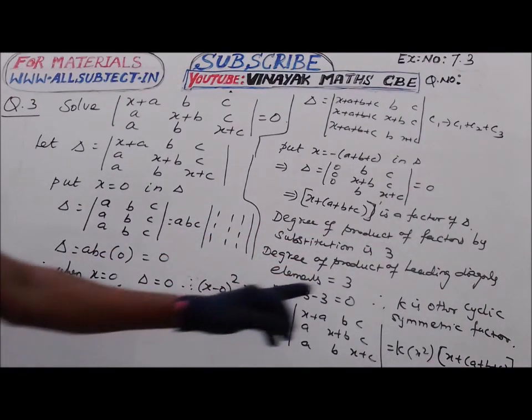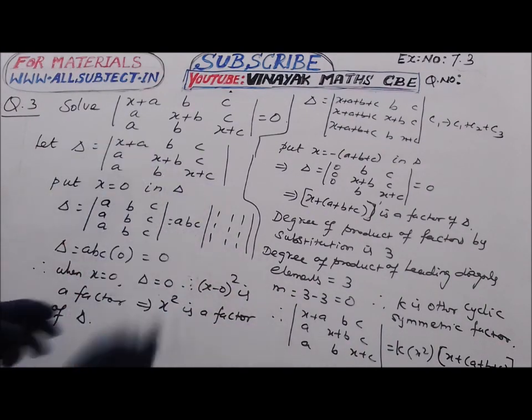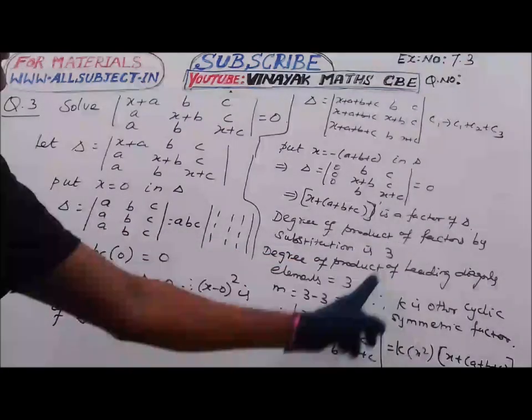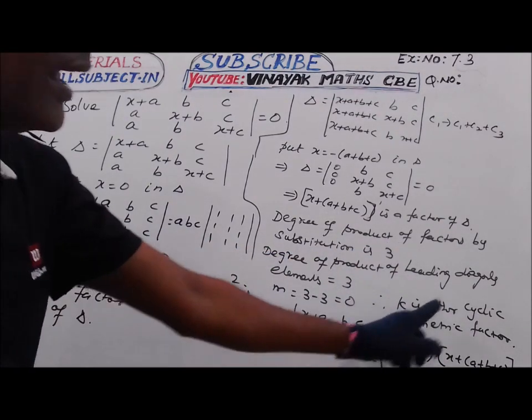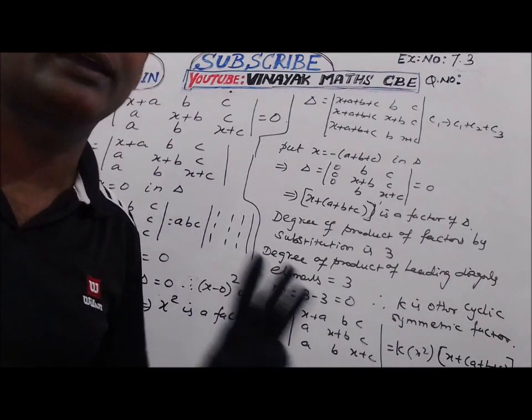And the degree of the product of the leading diagonal elements, (x plus a)(x plus b)(x plus c), is 3. Here also we have degree 3. So the difference between the two is 0. Therefore k is the other cyclic symmetric factor by the cyclic symmetric property. We have three cyclic symmetric properties.